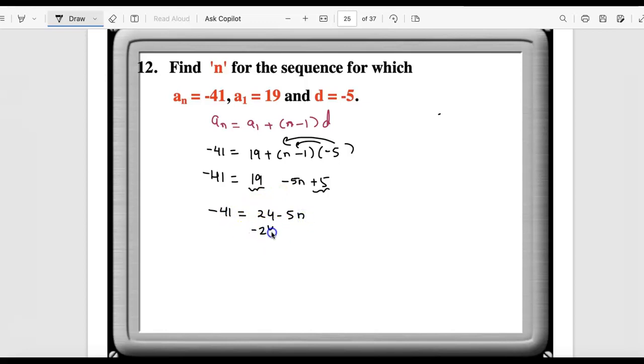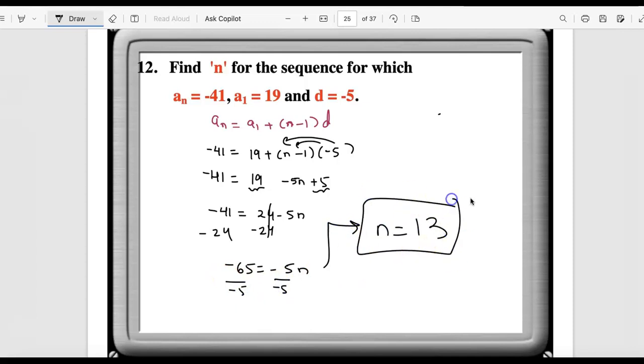Now after this I can subtract 24 from both sides. This will give me 65. Negative 65 is equal to negative 5n. After this I have to divide both sides by negative 5. So that gives me the value of n as positive 13.